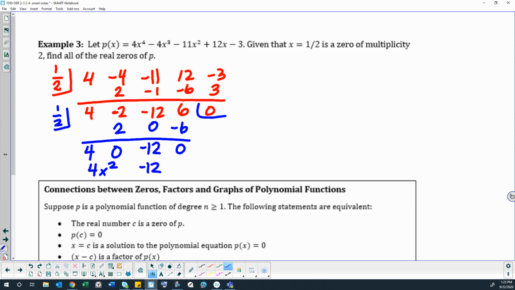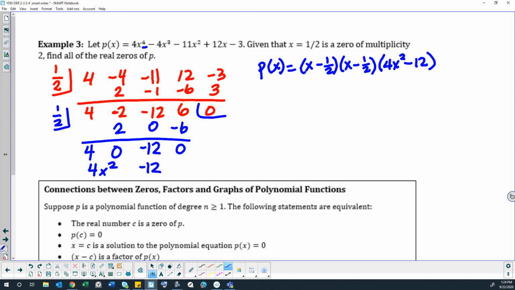Now this makes sense, 4x squared minus 12, because we started with a degree 4 polynomial, we divided out a 0, we now have a degree 3 polynomial, we divided out another 0, we now have a quadratic. So far what we've got here is that our polynomial should be equal to x minus 1/2 times x minus 1/2 times 4x squared minus 12.